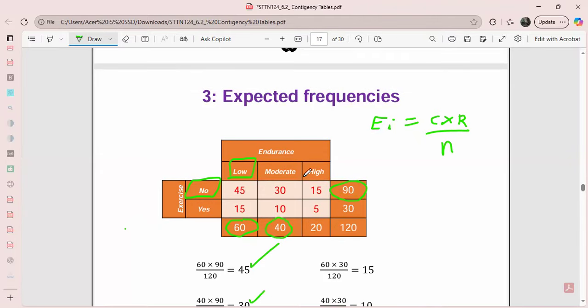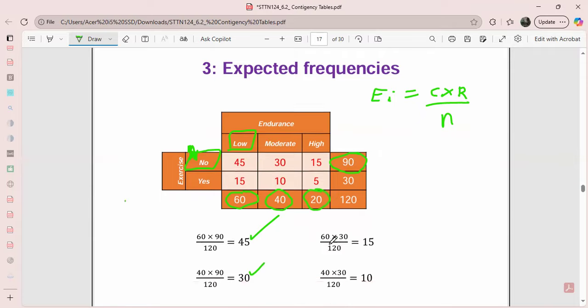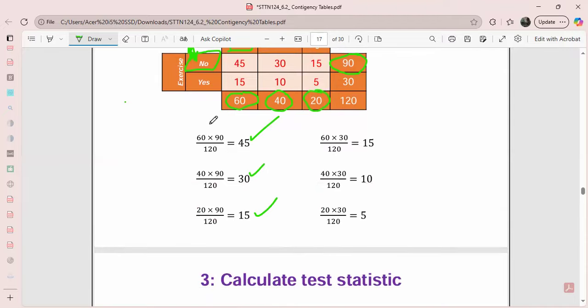We do the same with high. Remember, we're still under the row total of no, so we take the column total and multiply it by 90. Under the high, we take the column total of 20 and multiply it by 90 divided by 120. Here it is. Now, this one was under the no, so we had to use the row total of the no.